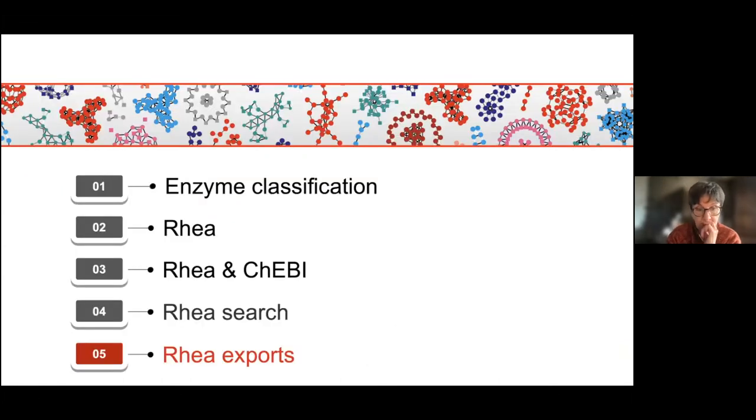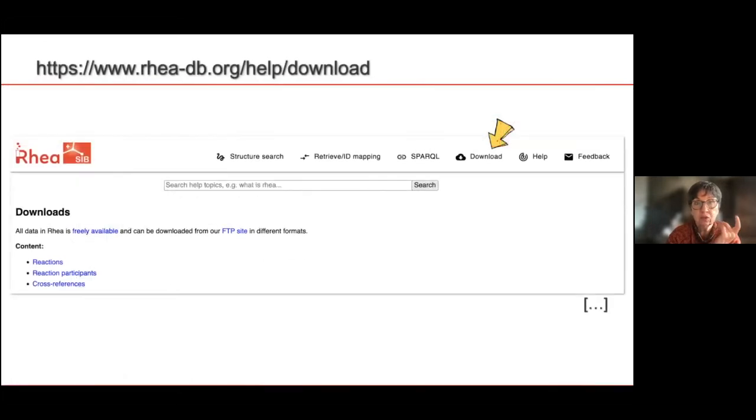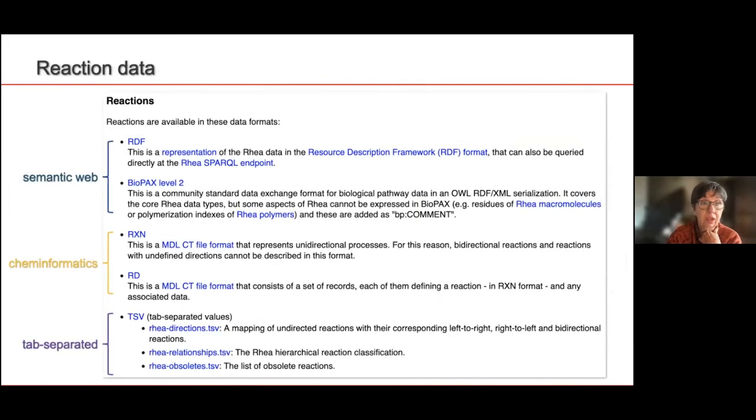So quickly, the Rhea export in terms of availability. These exports are available on the download page, where we have three sections: reaction, participant, and cross references. For the data concerning the reaction, we have several formats, including a semantic web format. I will come back to that at the end of the afternoon.